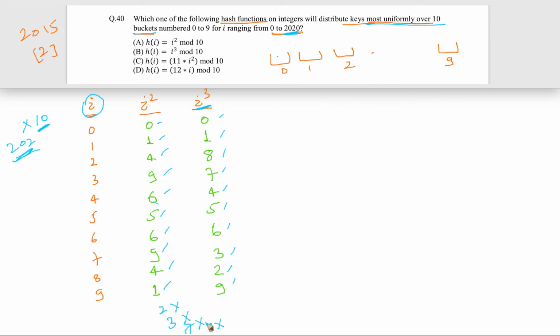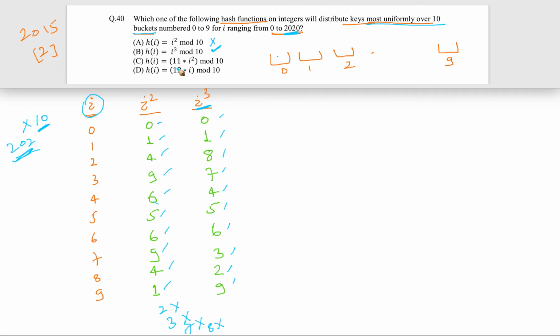There is nowhere for 2, 3, 7, 8 here, so no value will go there. So it is not that uniform. Out of 10 buckets, in 6 buckets values are going, and in 4 buckets values are not going at all. So this is the idea about I square mod 10. Definitely this is not good; the earlier one is very good as of now, most uniform.